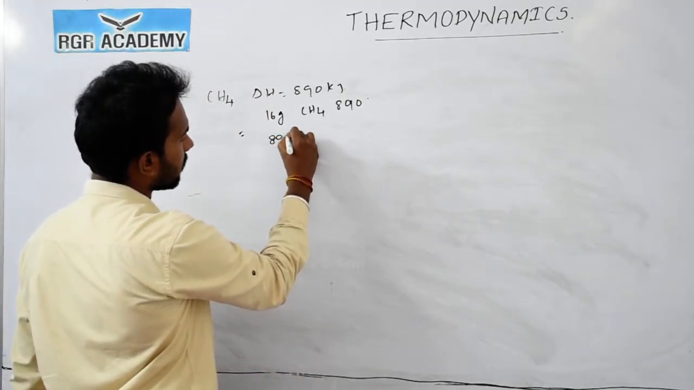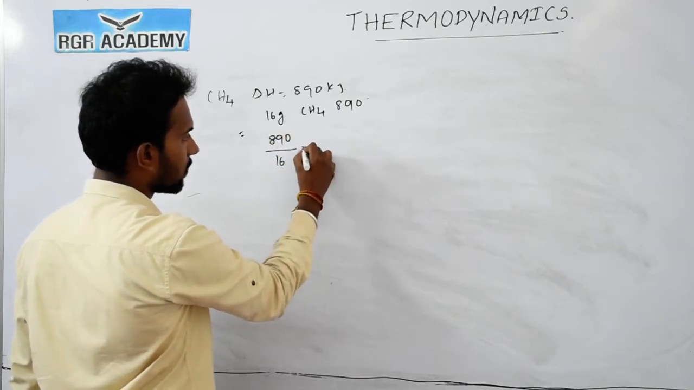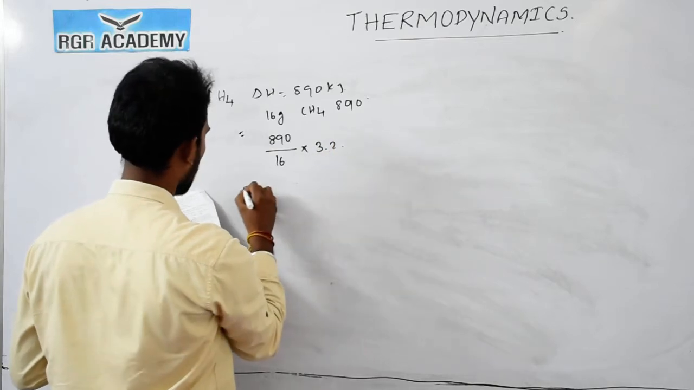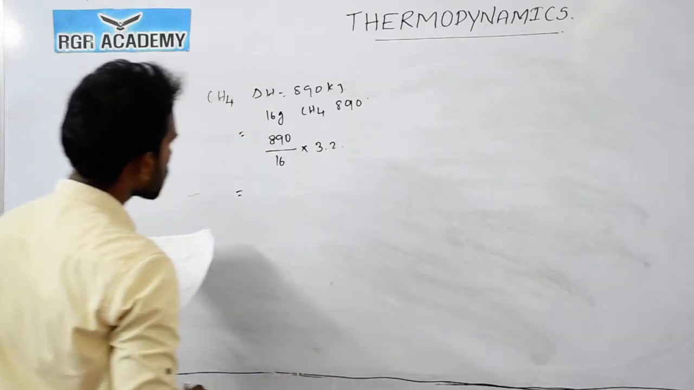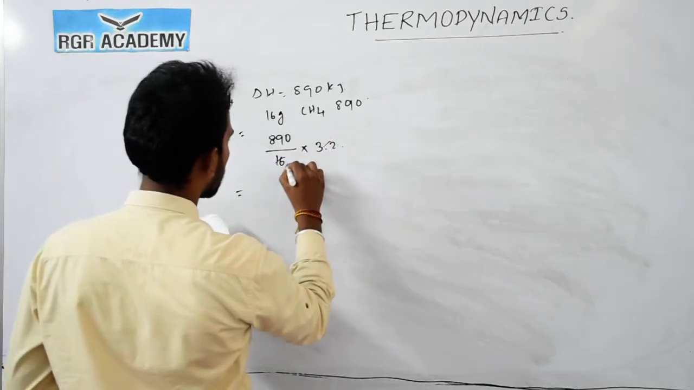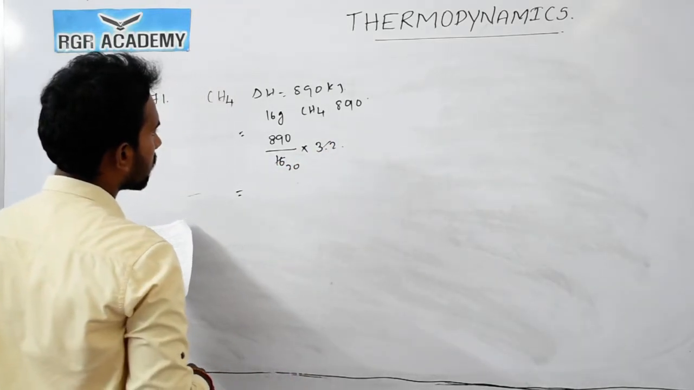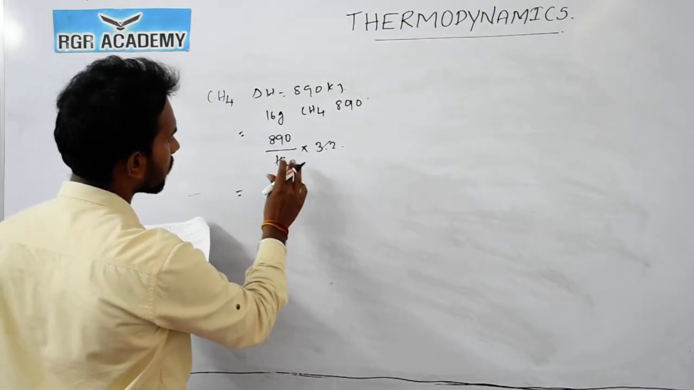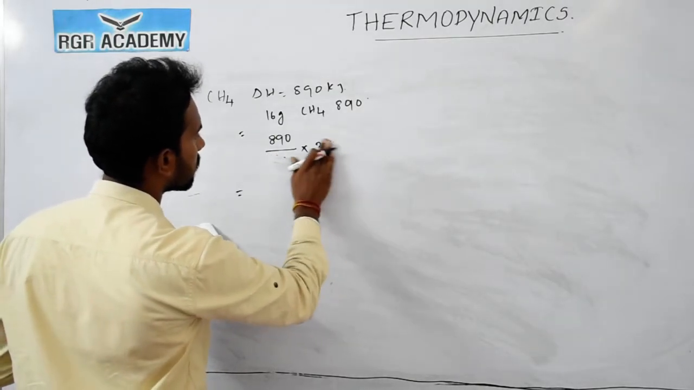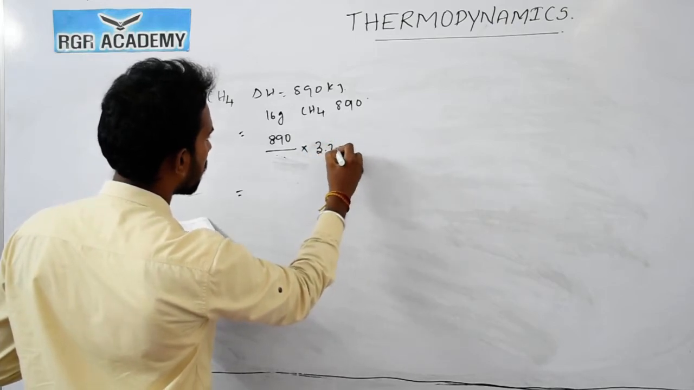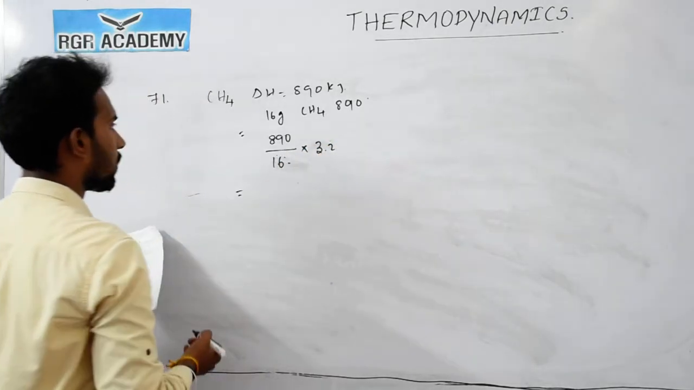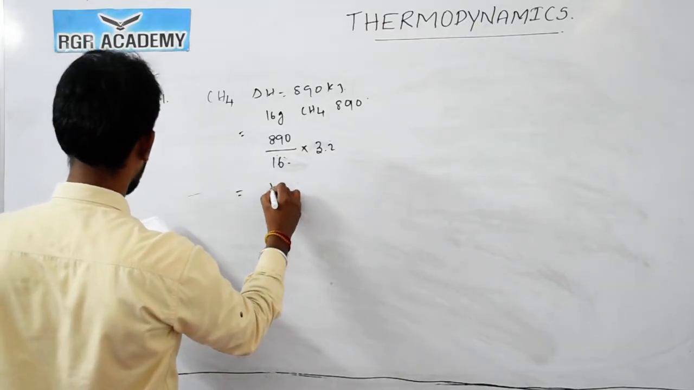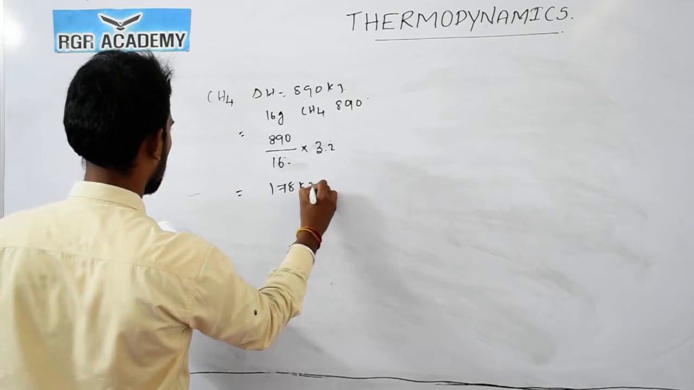So 890 by the molecular weight 16, multiplied by 3.2 gram. So the value is approximately 178 kilojoule.